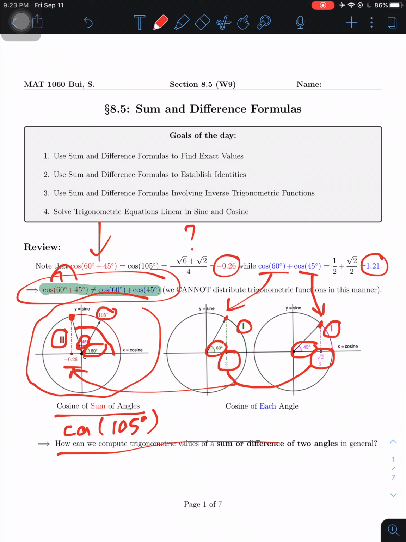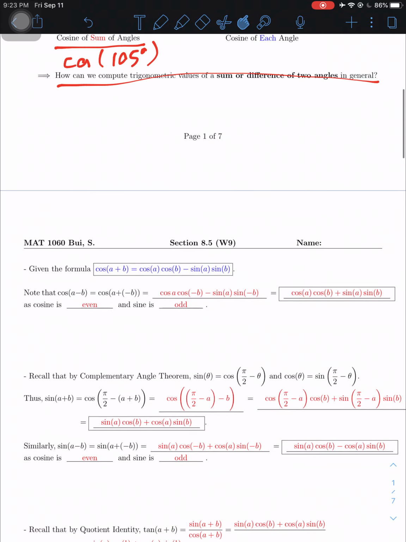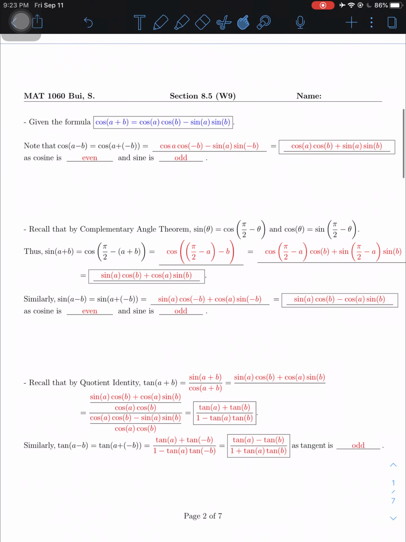So, question: how can we compute trig values of a sum or even a difference of two angles in general? Well, let me tell you the formula to get to that. Just imagine that this formula is given to you. I'm not going to ask you to derive it because it's hard and complicated, and honestly, I don't even want to do it myself. You don't have to memorize it, but make sure you print this page out and have it in front of you, okay? Or actually, I do have a summary for this page.